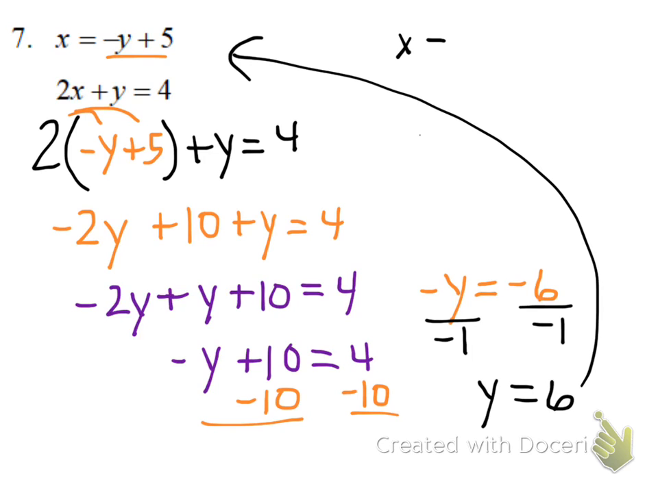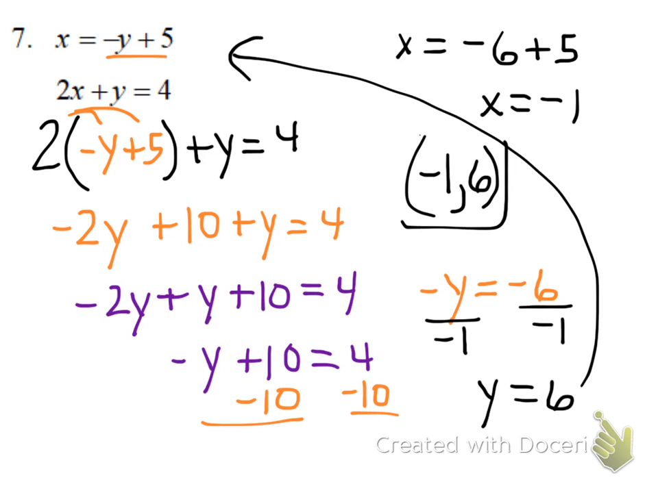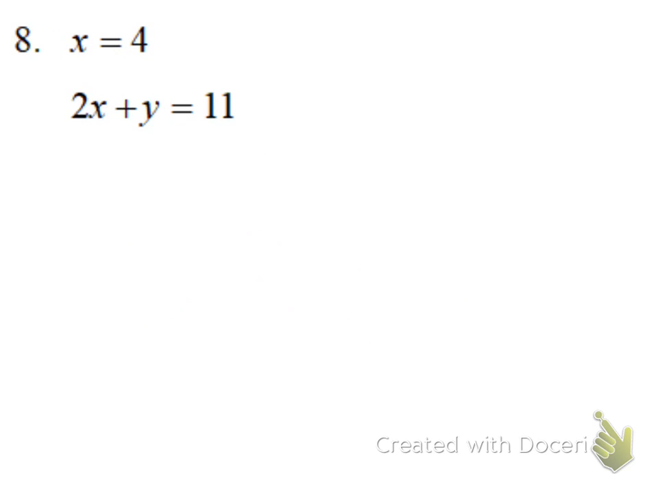So we have x equals negative, and then in place of y, put 6. Notice the negative was already there. Negative 6 plus 5 is negative 1. So we have an ordered pair x, negative 1, y is 6. So there's negative 1, 6. So far, all of them have been intersecting lines with one solution. And we name that solution specifically by that point.